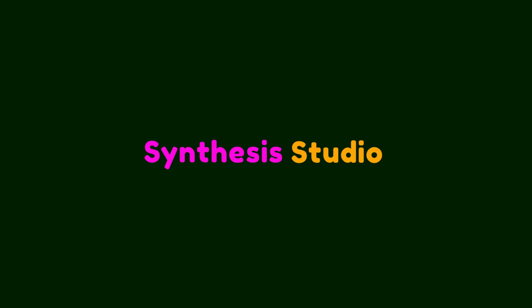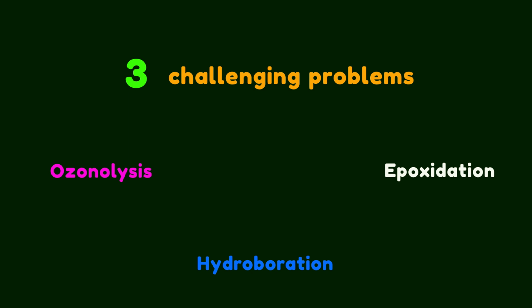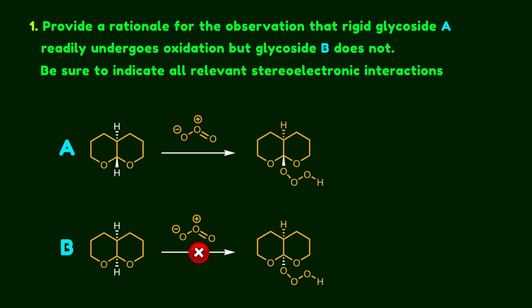If you are new here, I created this series to help students level up their understanding of organic chemistry in a clear and approachable way. In this episode, we'll tackle 3 high-level challenging problems involving ozonolysis, hydroboration, and epoxidation, with a special focus on stereochemistry. By the end of this video, I hope you will see these reactions and organic chemistry as a whole from a fresh new angle. Now let's work through the first question.